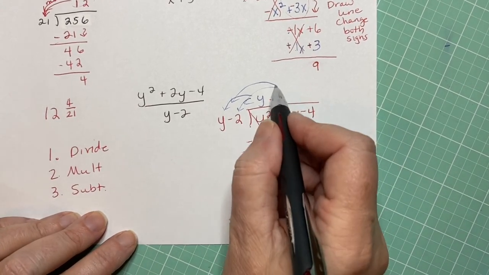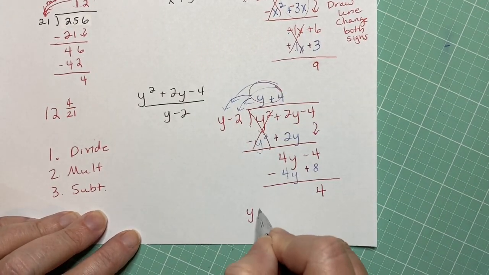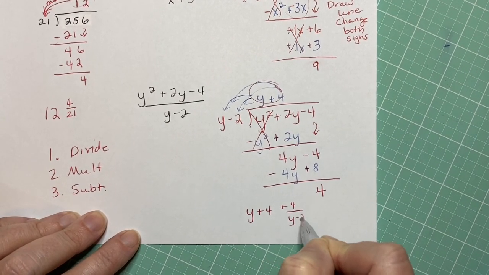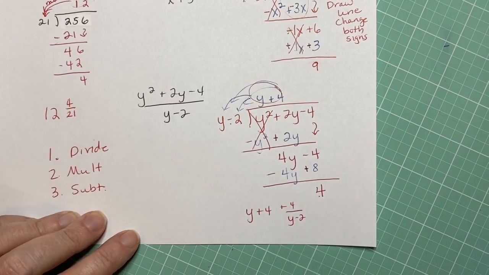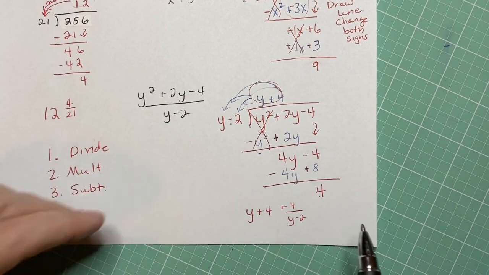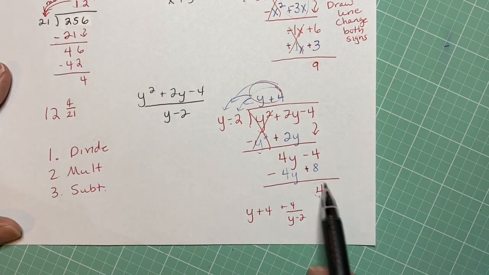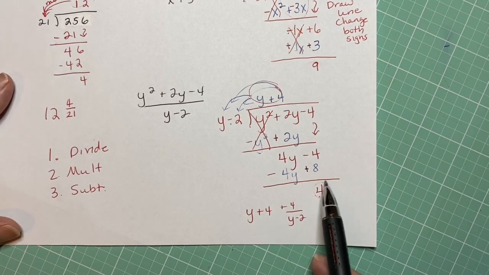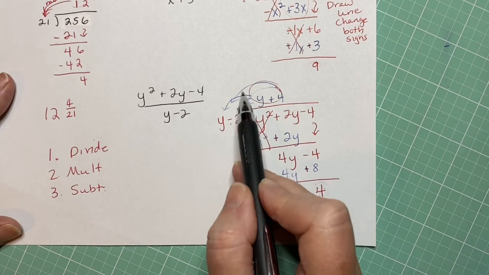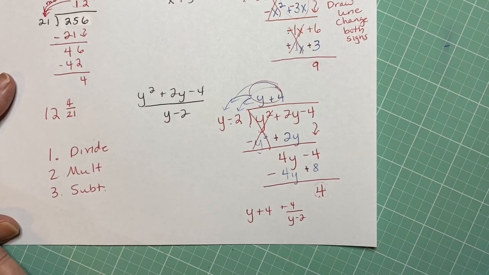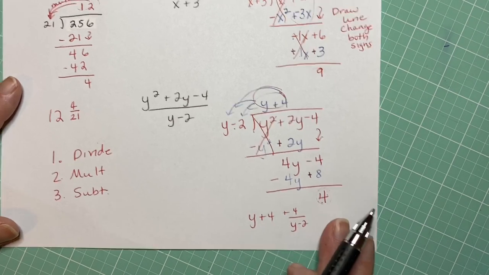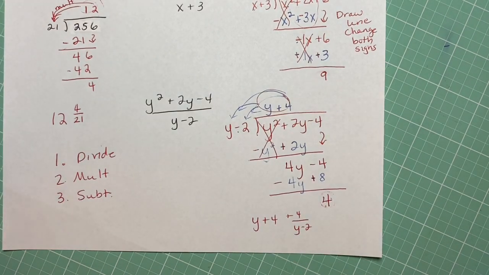So your answer is written as what's on top, y plus 4, and then plus 4 over y minus 2, your remainder over your divisor. Sometimes the remainder can be 0, and on your worksheet, I think one of them does come out 0. If it's 0, then your answer is just y plus 4. It doesn't have a remainder. And if it does have a remainder, you just write it over the divisor. So that's dividing. You're now ready for the 4.7 practice problems.